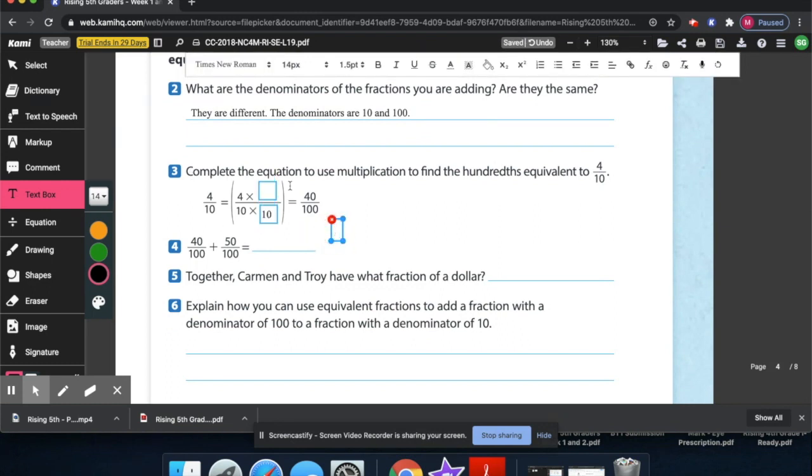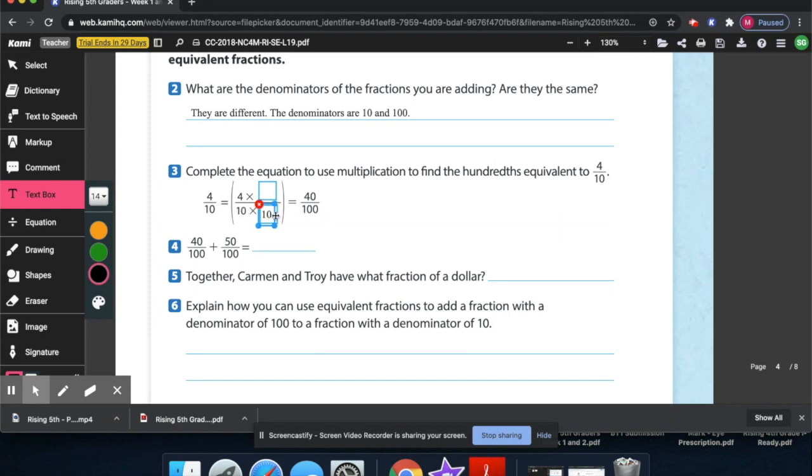Number three, complete the equation to use multiplication to find the hundredths equivalent to 4/10. Okay, back to equivalent fractions. And if you think back on our previous videos, I continue to say 10 times 10 is 100, so that should be in your brain. So I went ahead and already filled out 10 times 10 because we know 10 times 10 is 100. And we have this top blank. And I also repeated myself many times in the previous videos. What you do on the bottom, you need to do on the top. So we have 4/10. We did 10 times 10. We know that's 100. And what we do on the bottom, we have to do on top. So 4 times 10 is 40. Now we have an equivalent fraction.